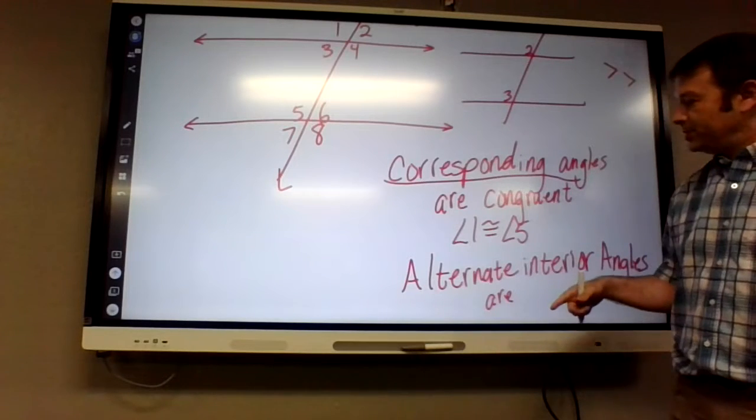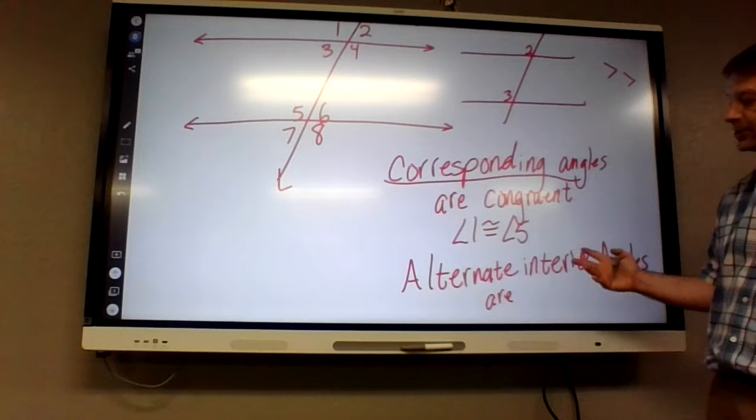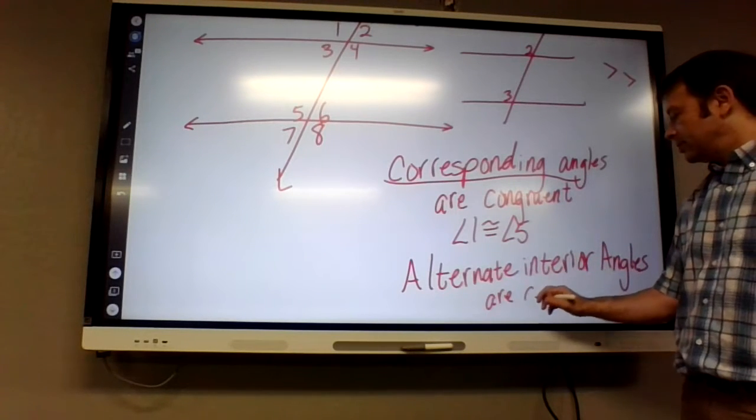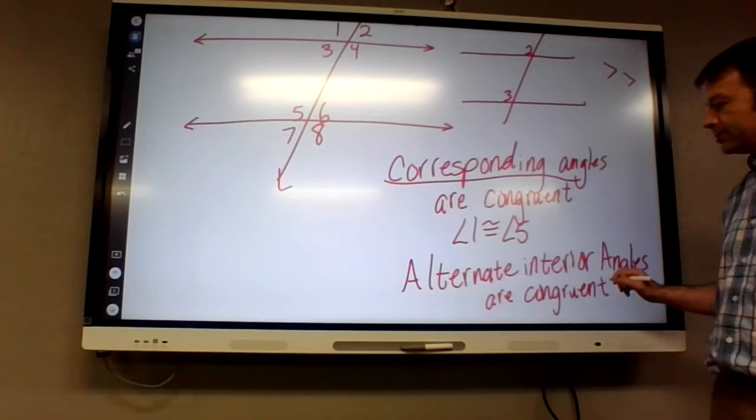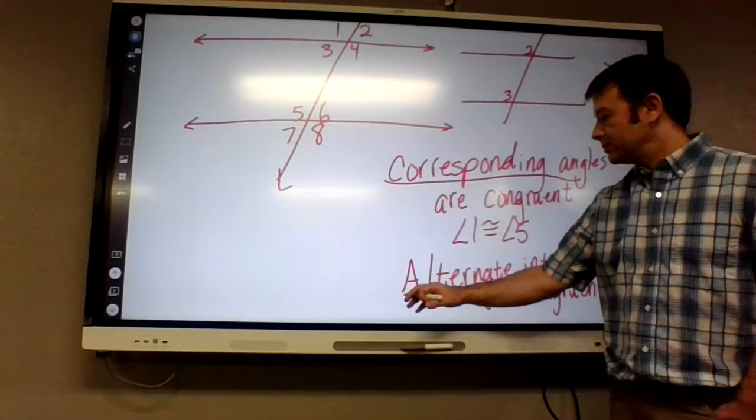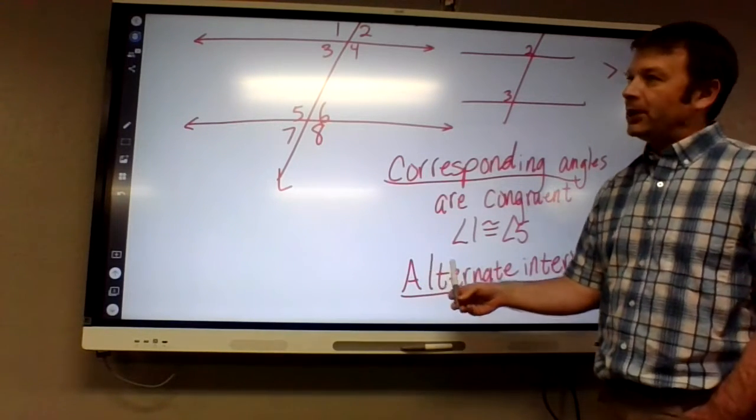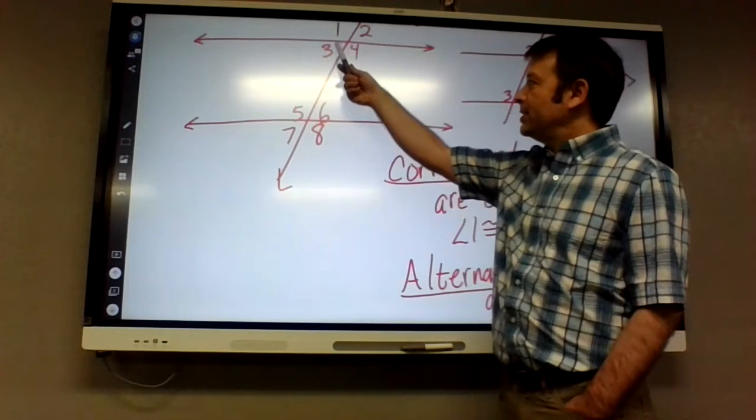Okay, because we showed it with a proof, that means this is actually a theorem, not a postulate, because we proved it. Alternate interior angles are congruent. What does alternate mean? Let's start with that word. Switching? Yes, switching. Alternate, like alternate, switch. What are they switching? They're switching sides of the transversal.